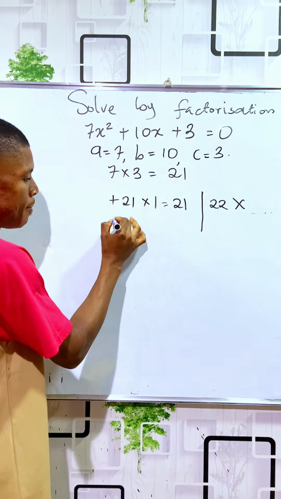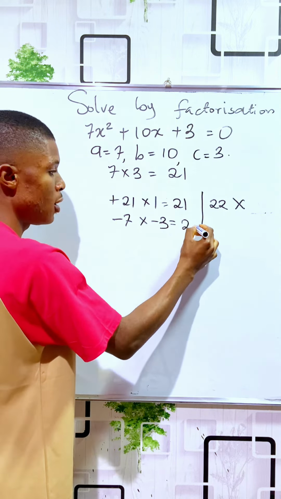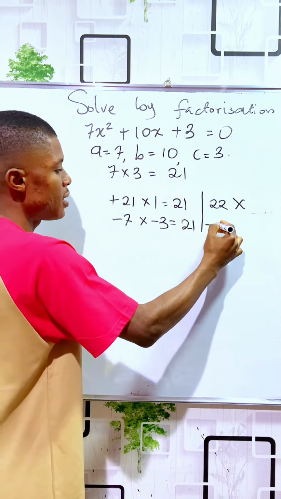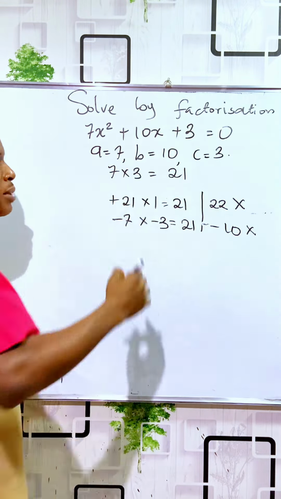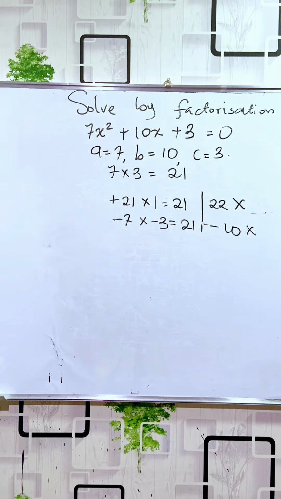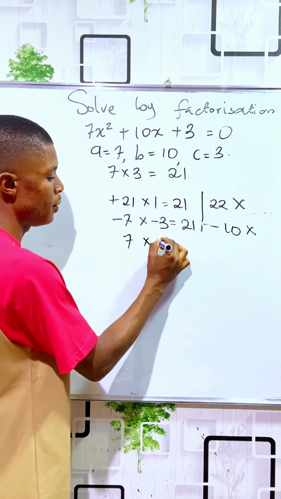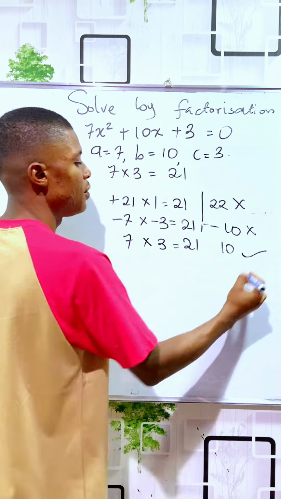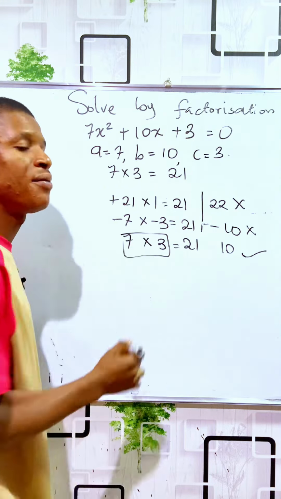When you multiply minus 7 by minus 3, you get plus 21. But minus 7 plus minus 3 is what? Minus 10. It doesn't satisfy the middle term, so we won't use it. Then, when you multiply plus 7 by plus 3, you get 21, and if you add them together, you have 10. And this is the most desired pair of factors, which is 3 and 7.